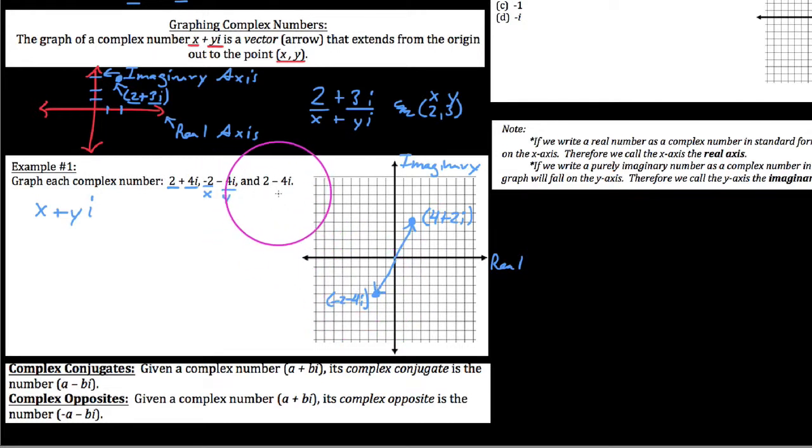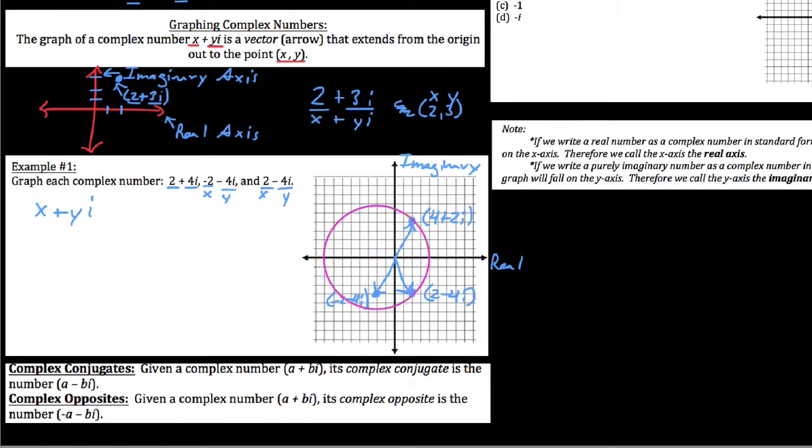And then last but not least, 2 minus 4i. Now I've got a positive 2 for my x but a negative 4 for my y. From the origin, we'll go 2 to the right on our real axis and down 4 on our imaginary axis to reflect our 2 real and 4 imaginary units. We draw in our arrow, which starts at the origin and goes out to here. So here's our vector, and we label this 2 minus 4i.